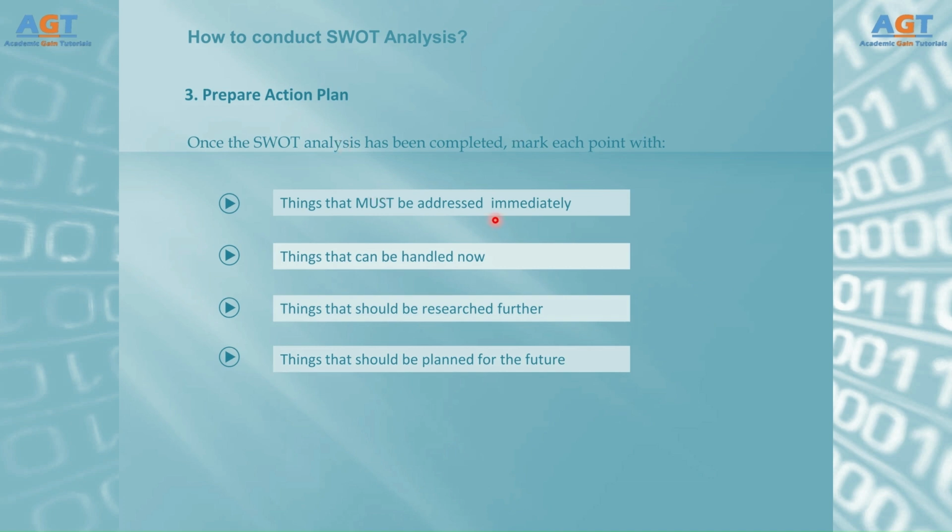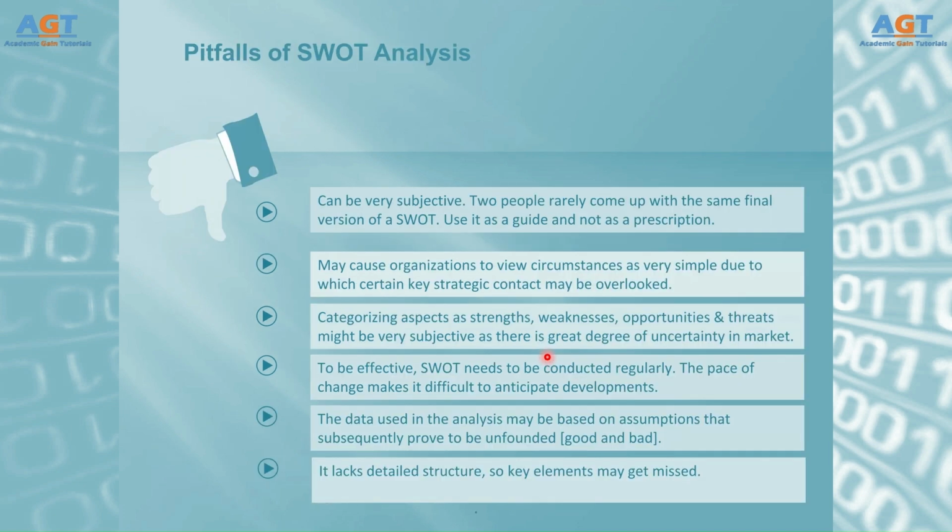Things that must be addressed immediately. Things that can be handled now. Things that should be researched further. Things that should be planned for the future. Now that we know the process, let's be aware of common pitfalls of SWOT.